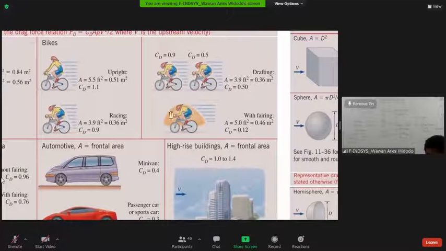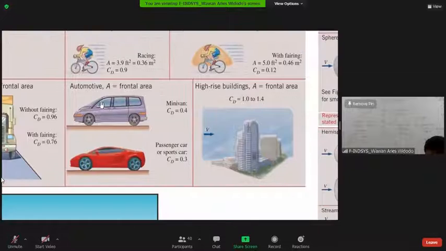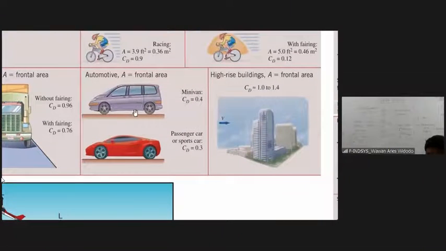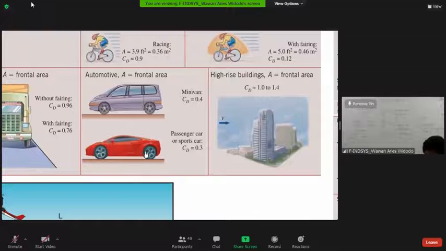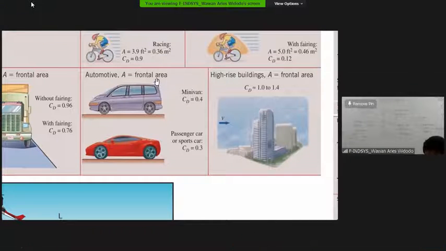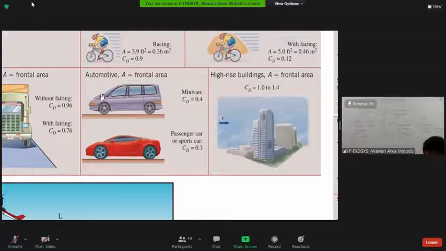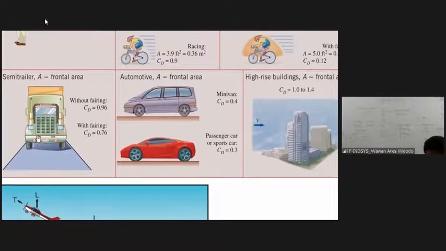Okay, this is the car. For a car with a shape like the Innova Reborn, this is a minivan, MPV, multi-purpose vehicle, the drag coefficient is about 0.4, but a passenger car or sport car is about 0.3. You can see the difference in drag coefficient between the MPV and the sport car. And this is the drag coefficient of a truck, without fairing and with fairing. This is the difference in drag coefficient.